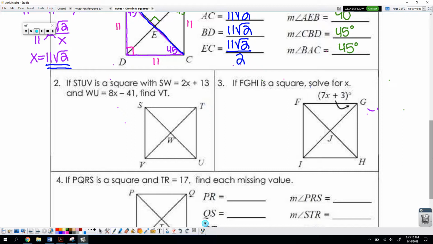All right. Now we have number 2. Number 2 says if STUV is a square, it then says SW, that's this part right here, is 2x plus 13. And it says WU is 8x minus 41. What do you know about the two parts of a diagonal? Correct. They're exactly the same size. So because they're exactly the same, we set them equal.